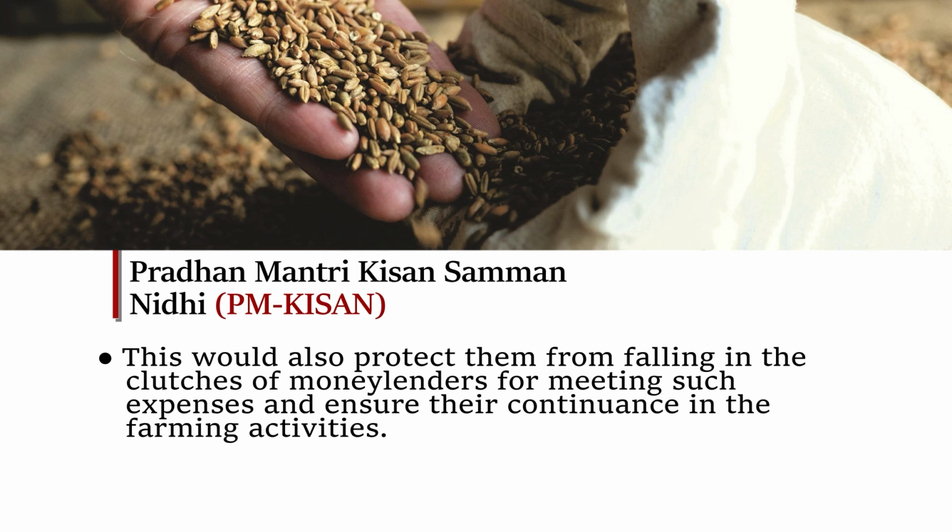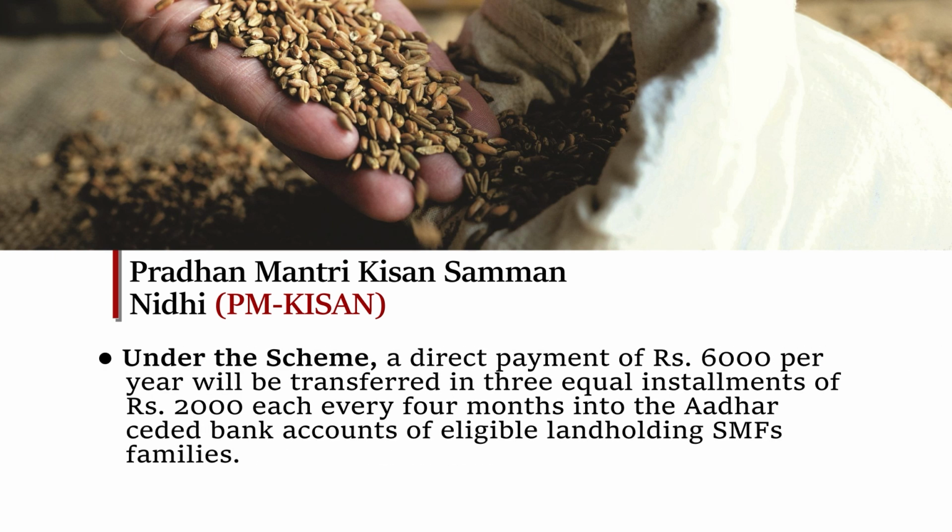This also ensures their continuance in farming activities. Otherwise, if the money lender is not giving money, they will not be able to continue their farming activities. So under this scheme, a direct payment of around 6,000 per year is transferred in equal installments of rupees 2,000 each, every 4 months, into the Aadhaar seeded bank accounts of eligible landholding small and medium farmer families.